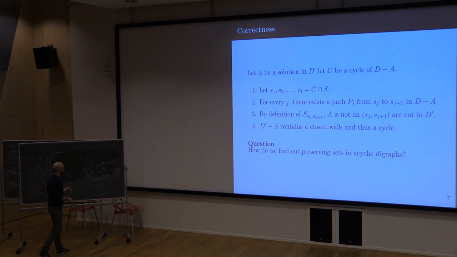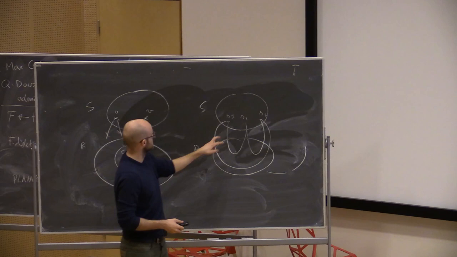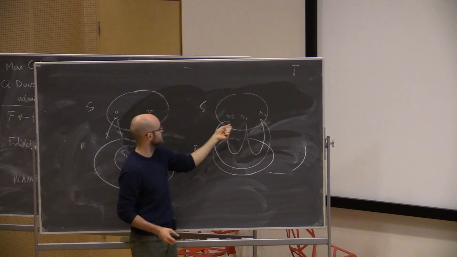You go from S1 to S2, then S2 to S3, only using the vertices in R. Now, since you took a k-cut preserving set for this digraph with S1 here and S2 here, it means that if in D minus A you have a path from S1 to S2, you also have one in D prime minus A.